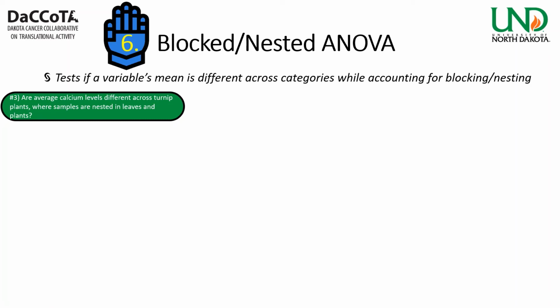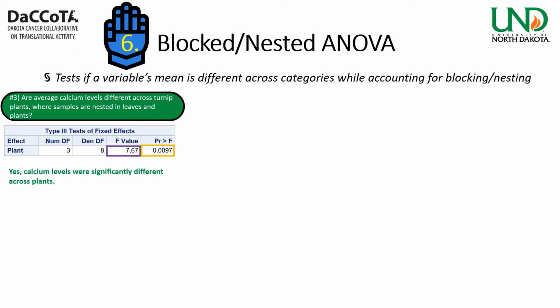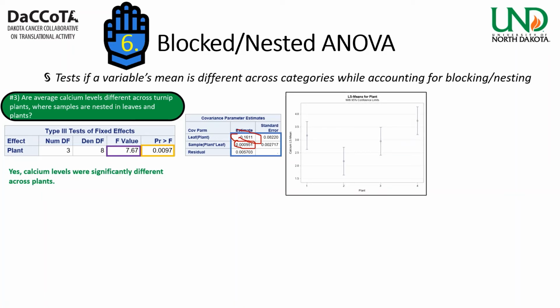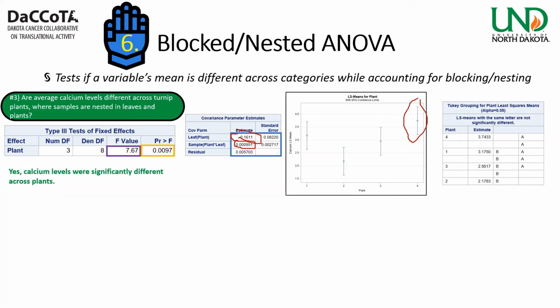We have one more nested effect. So calcium levels across turnip plants where samples are nested in leaves and plants. So we have multiple levels of nesting. We only care about plants, so that's what's here and significant. They were significantly different across plants, but we had those nesting levels as covariance, as random effects, and while leaf was pretty big, we probably didn't need to have sample, but heck, we did it anyways. And we see here, it looks like plant 4 and plant 1 were together, so those were the A's, and then plants 3 and 2 were a group, those were the B's, those were lower.